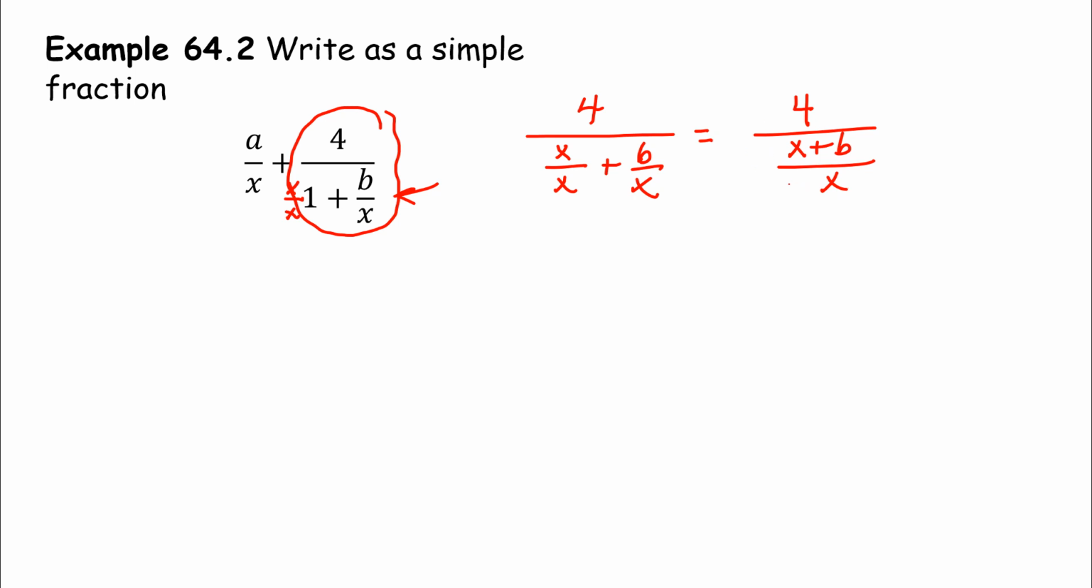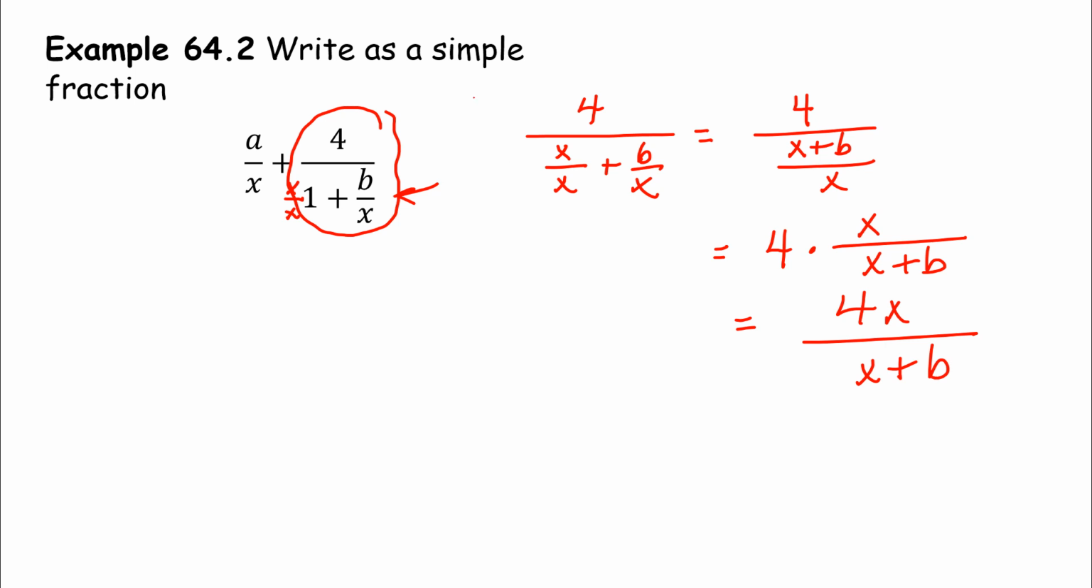And then when you change this to a multiplication problem, 4 divided by x plus b over x is the same thing as 4 times the reciprocal, so x over x plus b. And therefore, that becomes 4x over x plus b. So that is this fraction right here. We've made it into a simple fraction. And now we just need to add a over x plus that simplified fraction, 4x over x plus b.